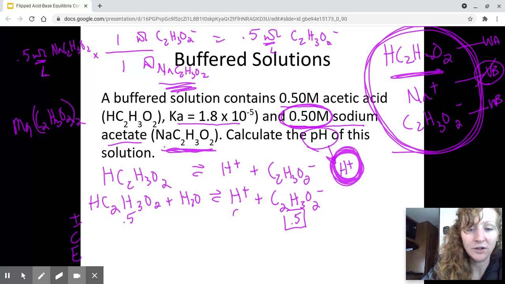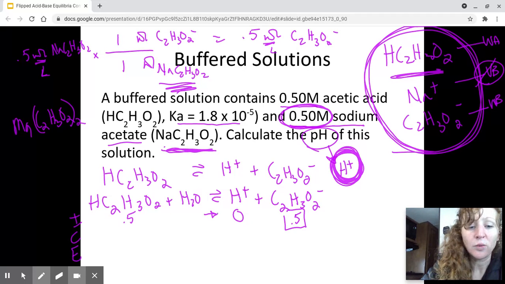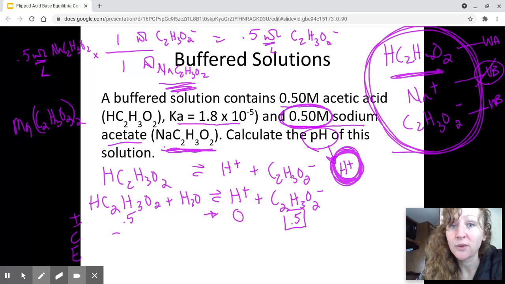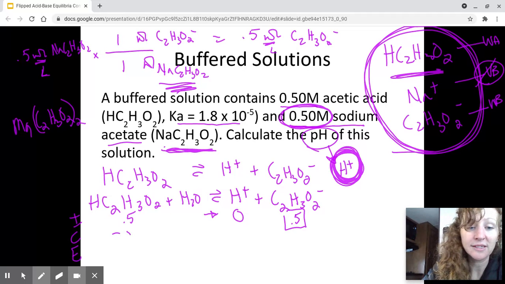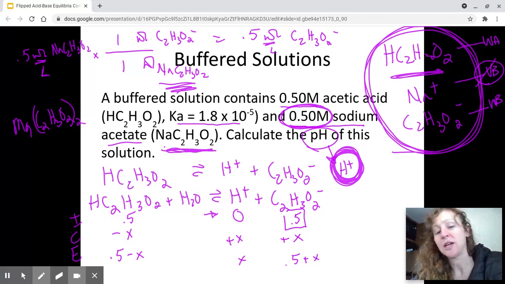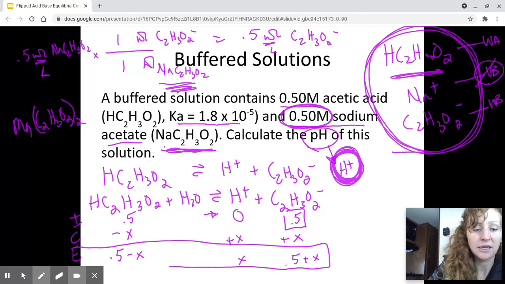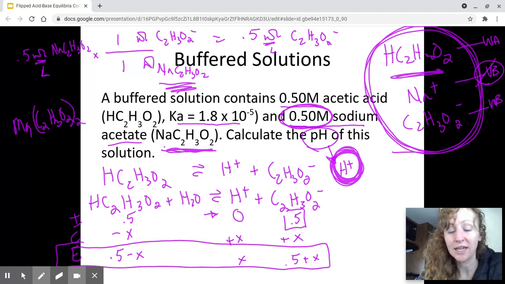Okay, now will it go forward or backwards? It will go forward because my Q is 0, so I need more products. What will my change be? I don't know because it's a weak acid, so we're going to use an x: 0.5 minus x, 0.5 plus x. Okay, now I have my equilibrium positions. I can plug into my K equation.